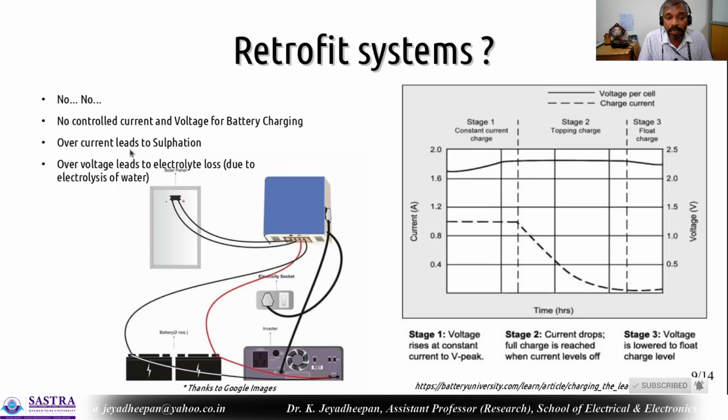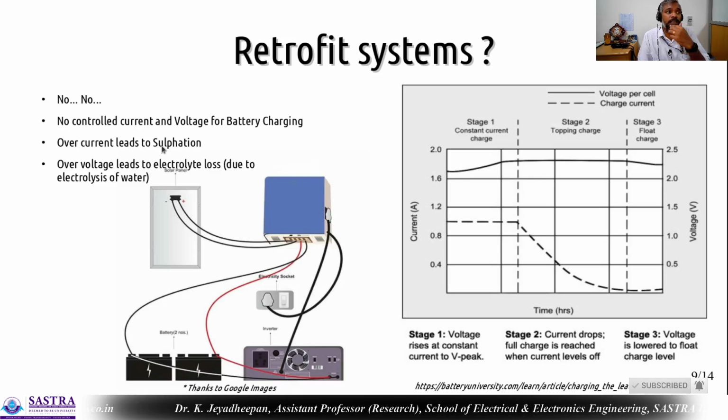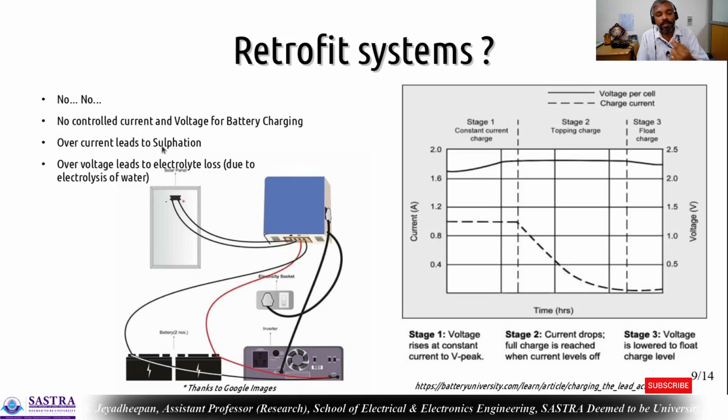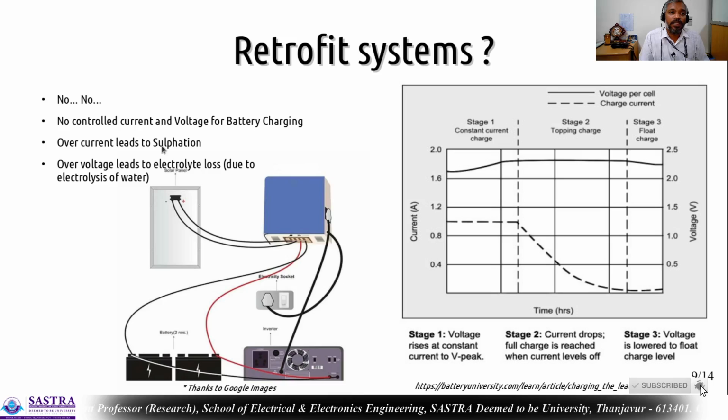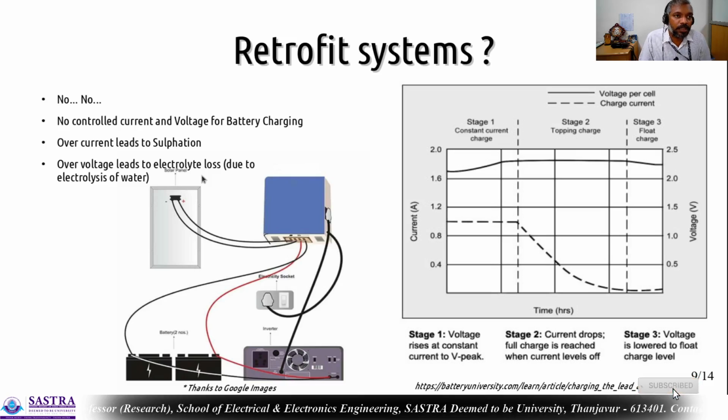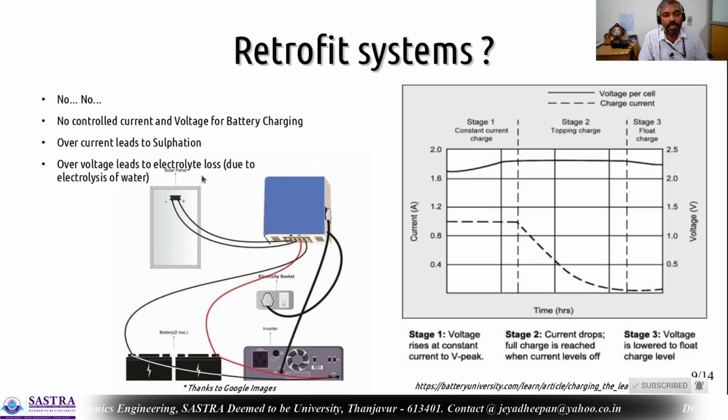Because the over current leads to sulfation, right? Sulfation means after 1 or 2 years, inside the battery you can see some black colored deposit over your floaters or the wall of the battery, right? So that is called sulfation, and sulfation will lead to heating of batteries. Over voltage and over current lead to sulfation, and over voltage leads to electrolyte loss. Electrolyte loss means water will be easily lost inside the battery, so you have to refill the electrolyte each and every month or 2 or 3 months, right?